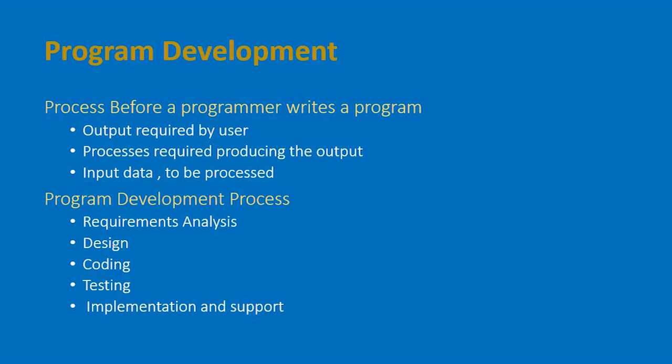The last thing is implementation and support. After testing is complete and any bugs or issues have been resolved, the software application is deployed to the production environment. Once the software application is live, it also requires ongoing maintenance to ensure that it continues to function correctly and meets the user requirements.